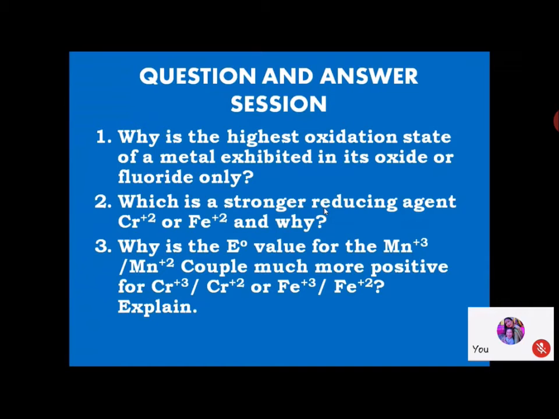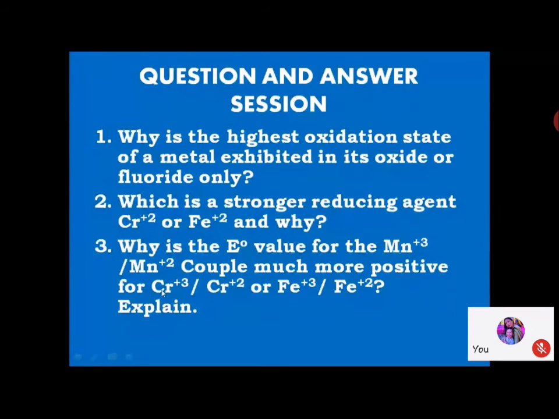Write down the electronic configuration or two-three sentences, probably, to get the full marks. Last question was: why is the E naught value for Mn plus 3 to Mn plus 2 much more positive than for the chromium plus 3 ion or iron?